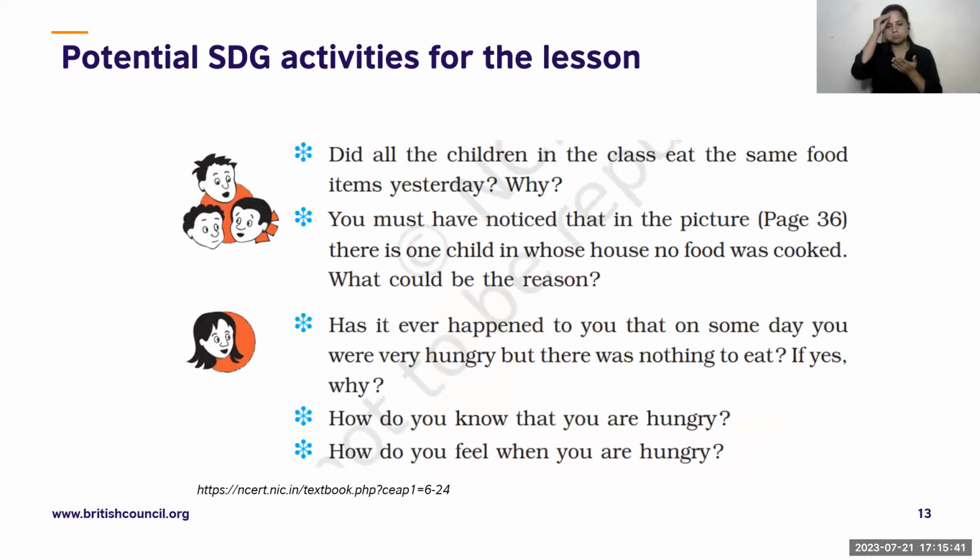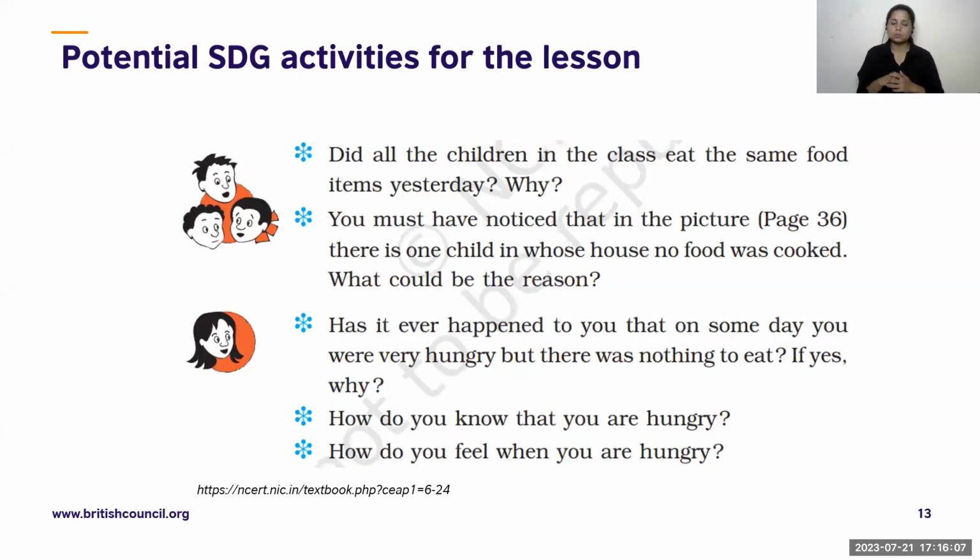Already the text contains some very good higher order thinking skills questions. You must have noticed that there is one child in whose house no food was cooked. What could be the reason? Has it ever happened to you that you've been very hungry and had nothing to eat? How do you know you're hungry? How do you feel when you're hungry? These are all very deep and essential questions.